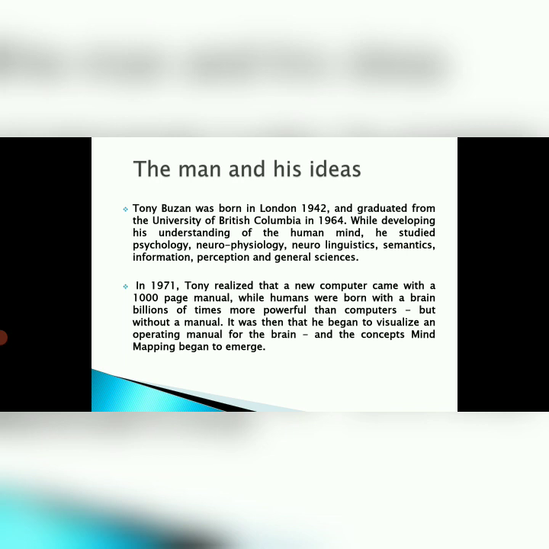Tony Buzan was born in London in 1942 and graduated from the University of British Columbia in 1964. While developing his understanding of the human mind, he studied psychology, neurophysiology, neurolinguistics, semantics, information, perception, and general sciences. In 1971, Tony realized that a new computer came with a 1,000-page manual while humans were born with a brain billions of times more powerful than computers, but without a manual. It was then that he began to visualize an operating manual for the brain, and the concepts of mind mapping began to emerge.